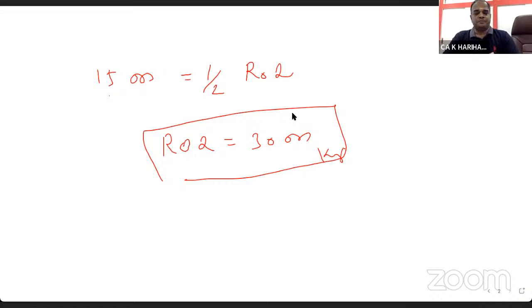Now, you know the formula for EOQ: square root of 2AO divided by C. A represents annual requirement of raw material quantity. O represents ordering cost per order. And C represents carrying cost per unit per annum. Shall we do one problem based on that.